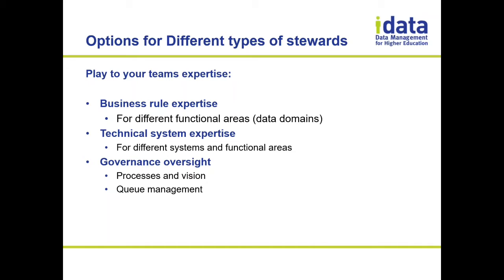You're not going to have a whole lot of success in their stewardship if you ask people to make decisions or take actions on things that are outside of their comfort zone or their level of expertise. So think about the business rule expertise over your different data domains or your different functional areas. Think about your technical system expertise over the different systems within those functional areas, and then governance oversight, like who's setting the vision or designing process or managing the queues of things, as we'll get to talk about in the process and workflow.